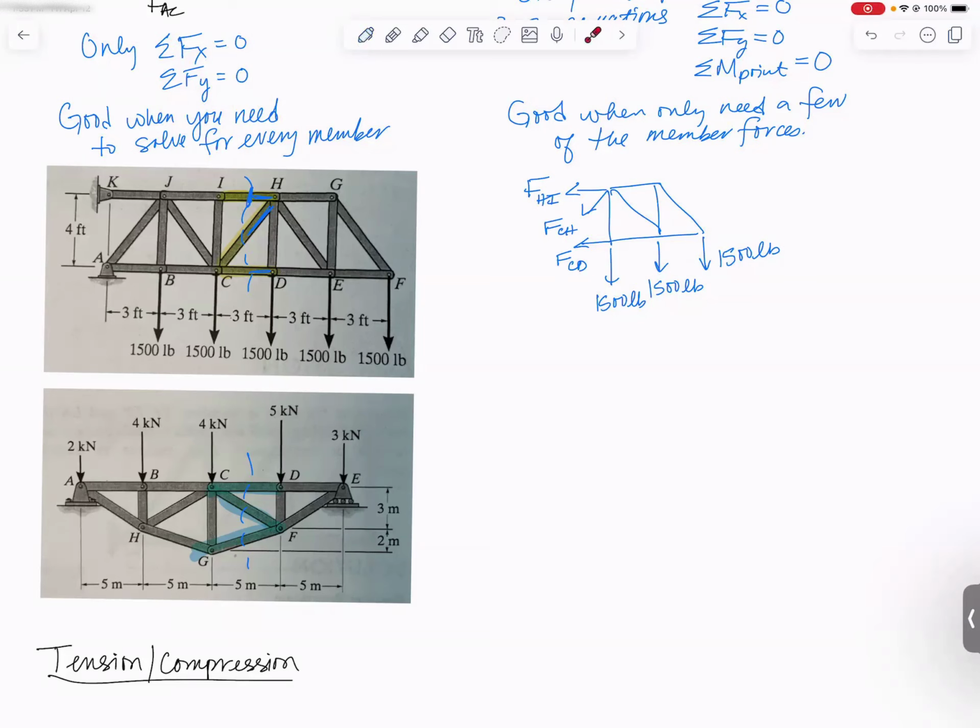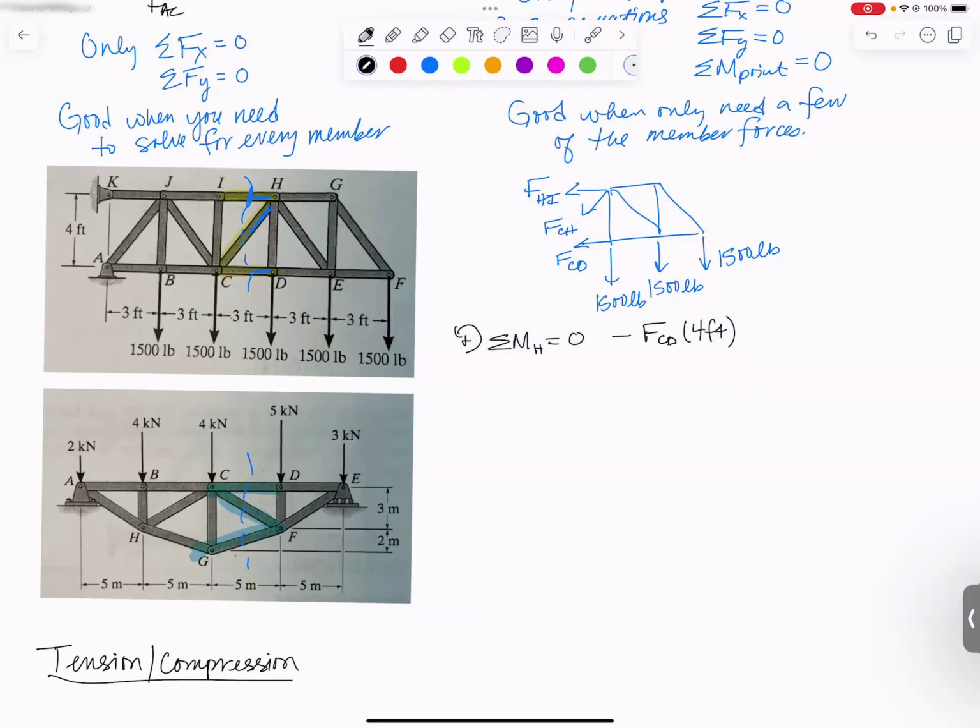And to solve for these, let's just do one of them. We could go ahead and take some moments about, say, point H right here. And so if I take some moments about point H, those have to add up to 0. We'll assume counterclockwise is positive. So FHI and FCH cause no moment because they go right through that point. But FCD will cause a clockwise moment. So I'm going to call that minus FCD. Its perpendicular distance is right here. The force is in the horizontal direction, so the perpendicular distance is the 4 feet down to it. So FCD times 4 feet.